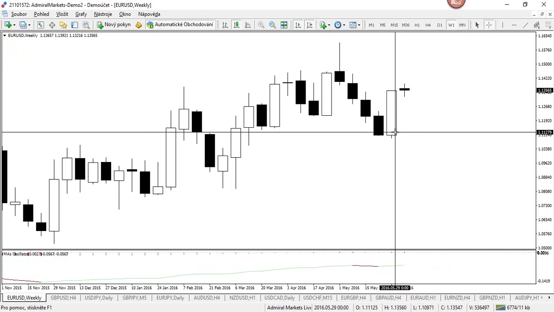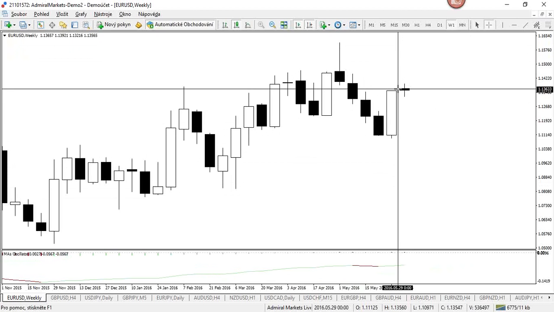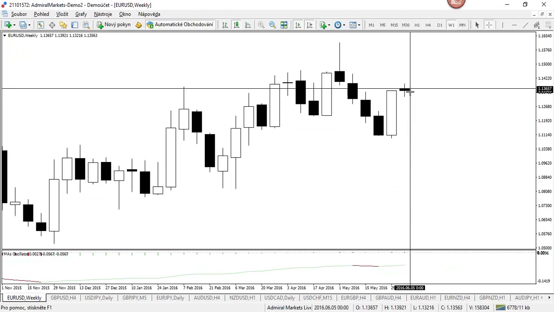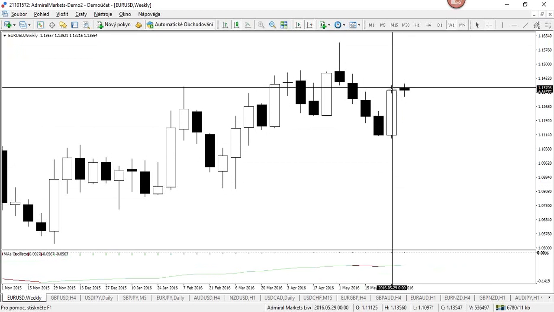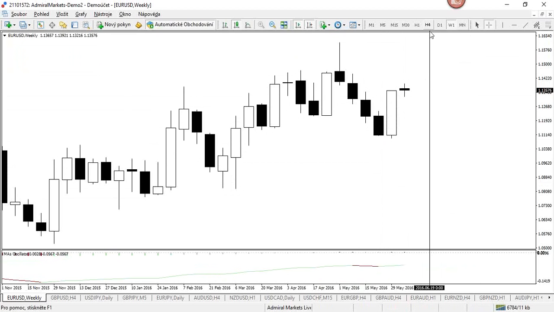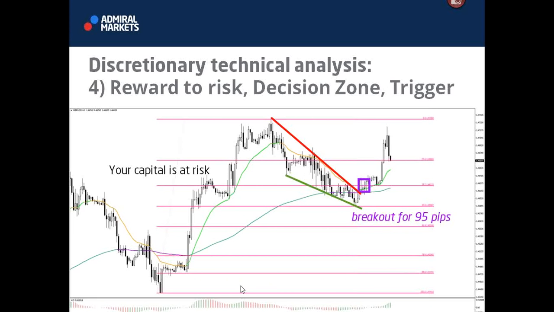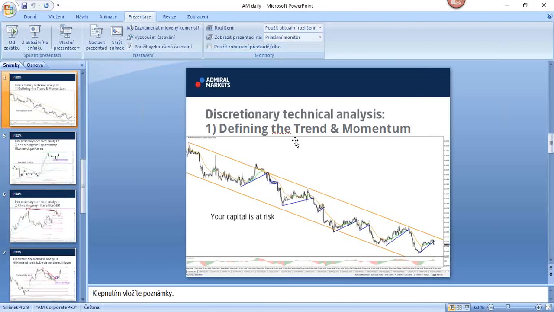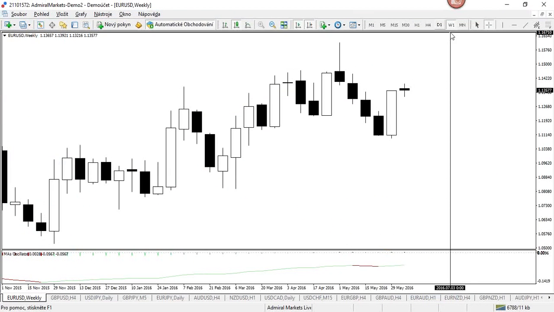If you look at the weekly candle too, look at this reasonable size. It's not massive, it's a normal size candle, but the close is right at the high, literally no wick at all. Very powerful candle as well. Bulls clearly in control. So if we look at our slides, step one is the trend or momentum. I think we can clearly say momentum is up at the moment on the Eurodollar on these two time frames.